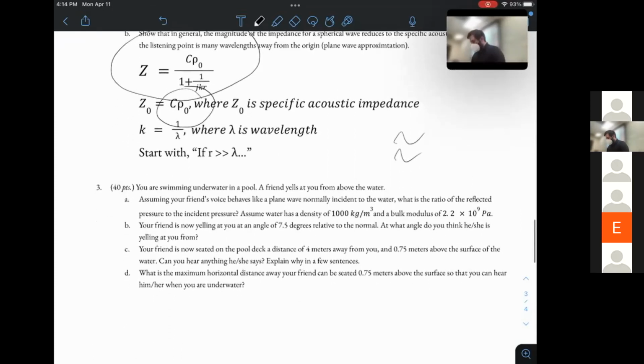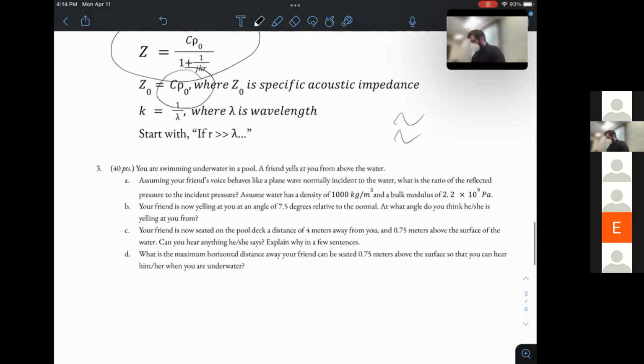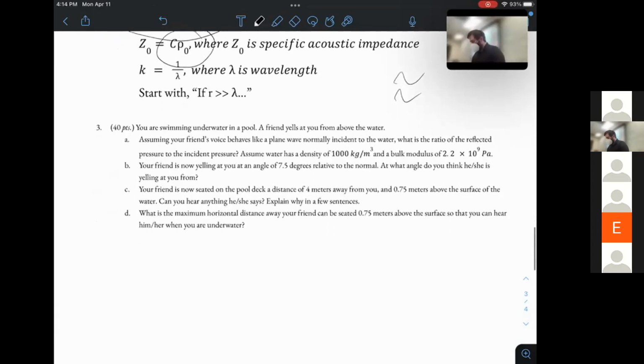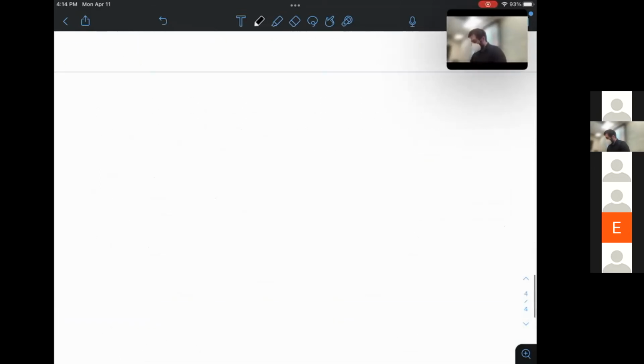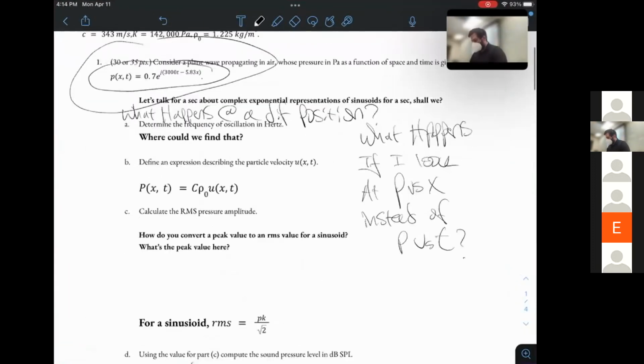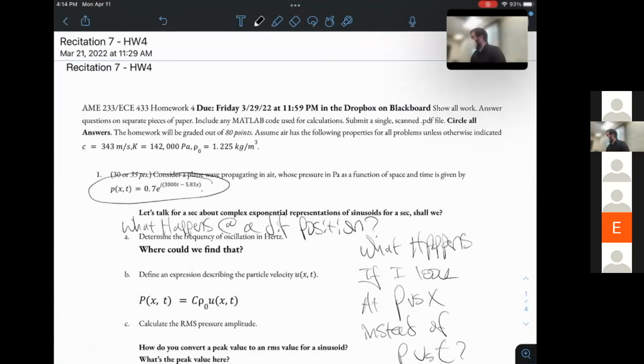You were swimming underwater in a pool, a friend yells at you, assuming your friend's voice behaves like a plane wave, normally incident, what is the ratio of the reflect? Oh, we're done with that, actually. That was on the next one. Any questions on that stuff so far? I know I'm just kind of cruising through them, but if you're like, oh yeah, I remember I screwed that up on the homework, then ask me and let's go over it together.